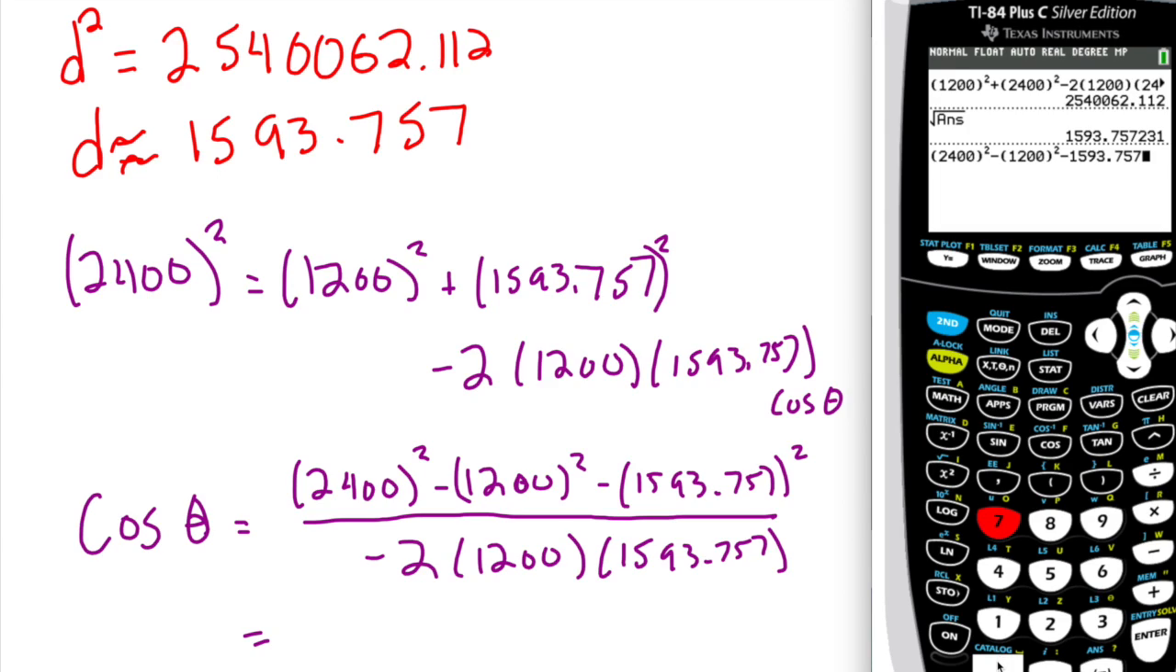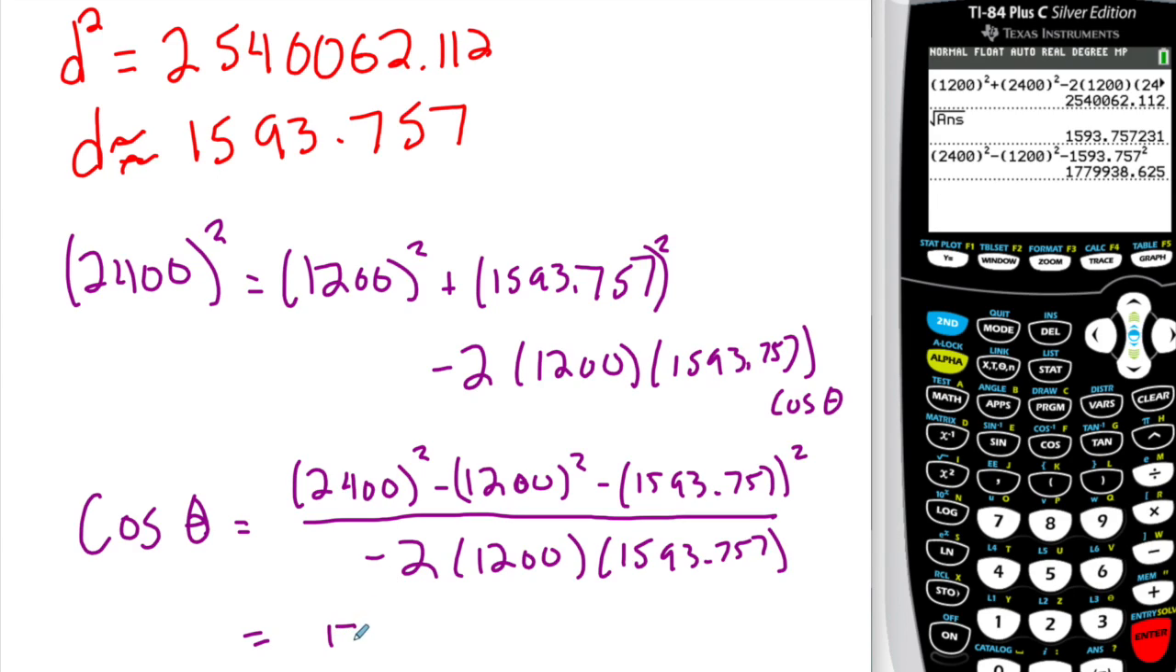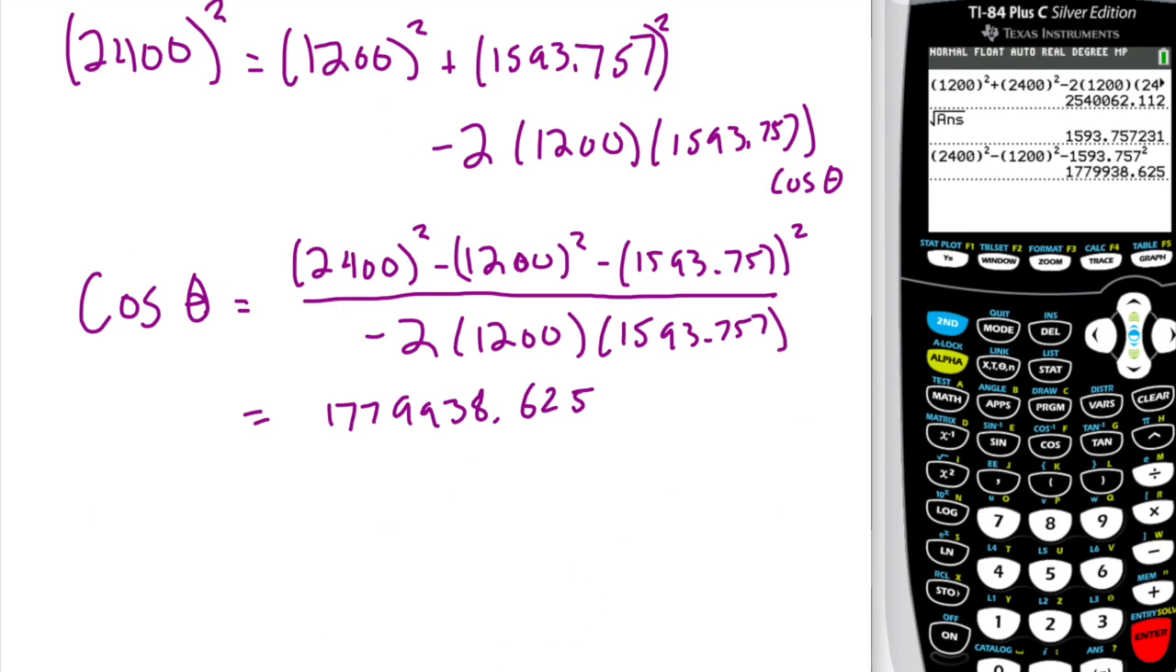1593.757 squared. All right, so that's our numerator. Let's enter it. Okay, let's see, I just want to make sure it looks okay. So I'm going to get 177,938.625. So I'm going to end up getting a pretty large angle here, I can tell. We're going to end up with a negative number, and that's okay. Sometimes that happens, and that doesn't mean you're wrong.